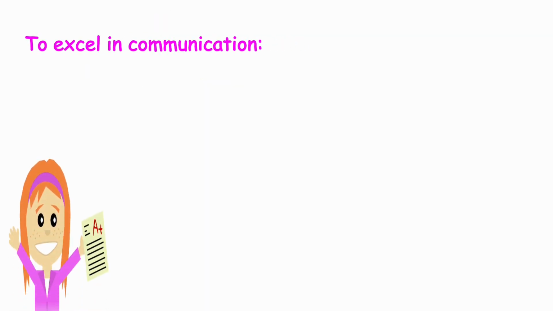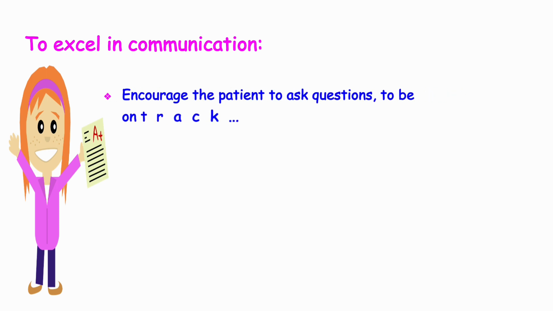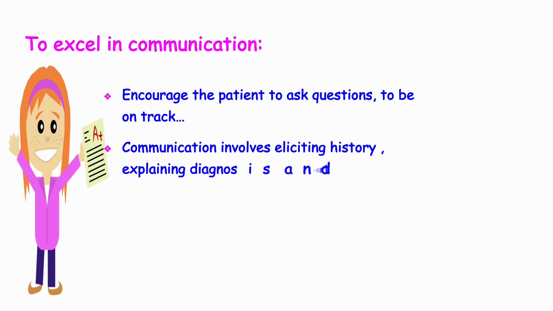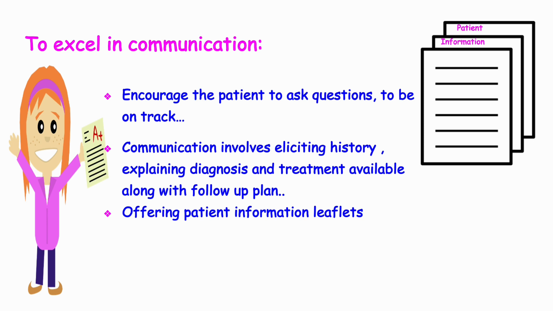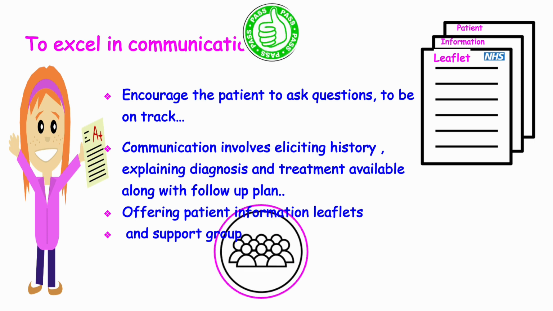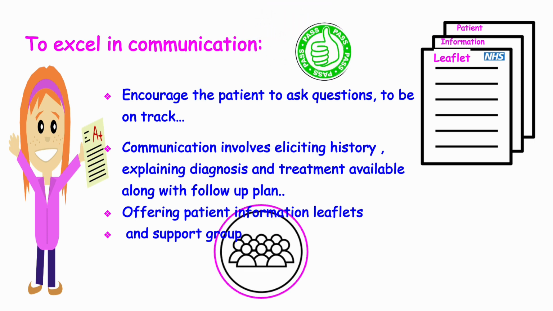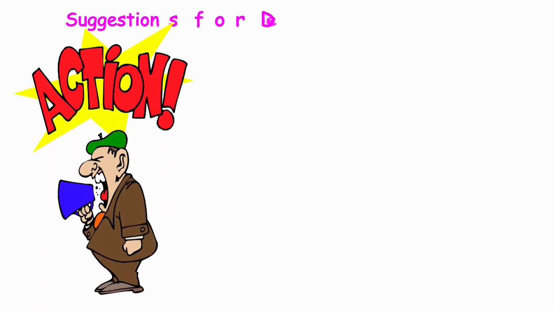So to excel in communication, what is needed? Encourage the patient to ask questions, so if at all you have been sidelined or gone off track, they will bring you back on track. Communication also involves eliciting history, explaining diagnosis and treatment available, along with giving a follow-up plan. Offer a patient information leaflet, such as those by the NHS, and support group ideas. This will surely make you pass this domain, but still certain actions are needed.